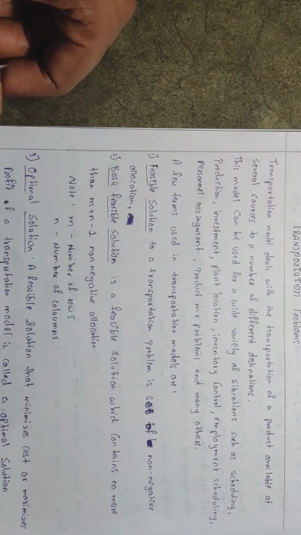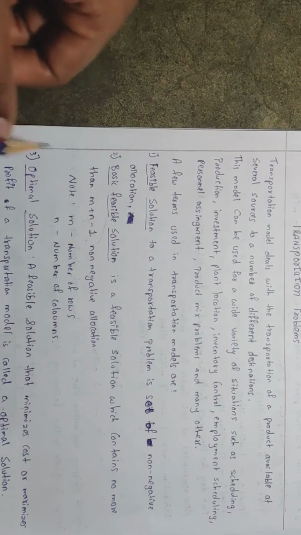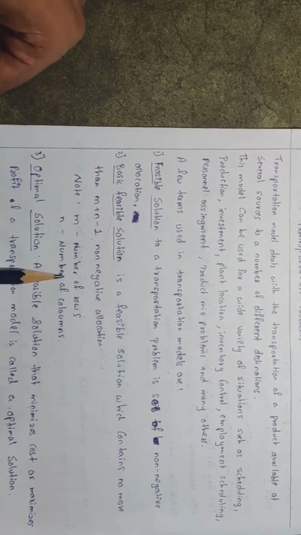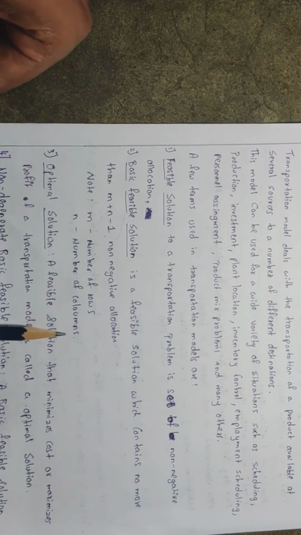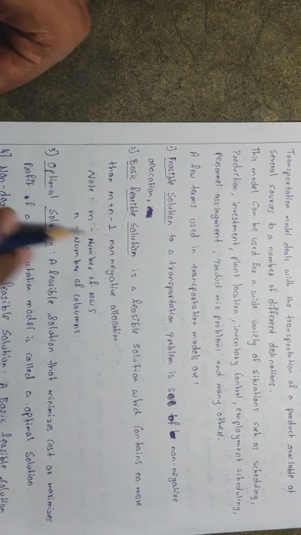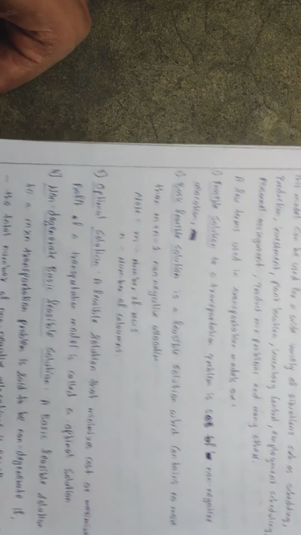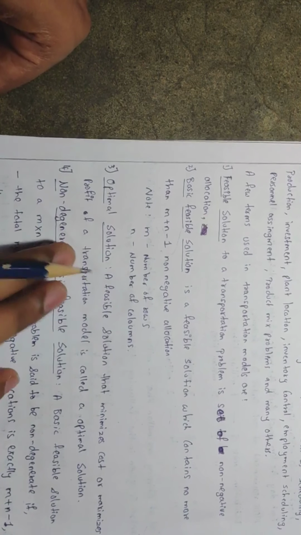It is a feasible solution which contains no more than m plus n minus 1 non-negative allocations. So what is this m plus n minus 1? M represents the number of rows and n represents the number of columns which we are going to deal with in the problems. So don't worry about it. Just remember, m is the number of rows and n is the number of columns which we are going to allocate. The third point we are going to deal with is the optimum solution.